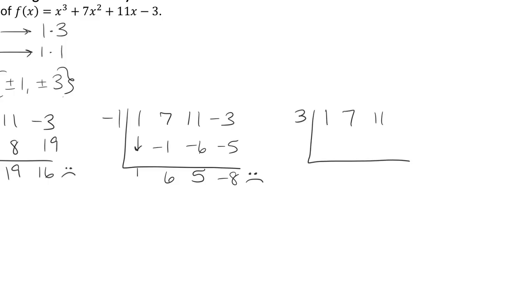1, 7, 11, -3. Okay. Bring down, multiply, add, multiply, add. Yeah, what's happening here? It's getting real big all of a sudden. Sad face. It just all of a sudden got real big.